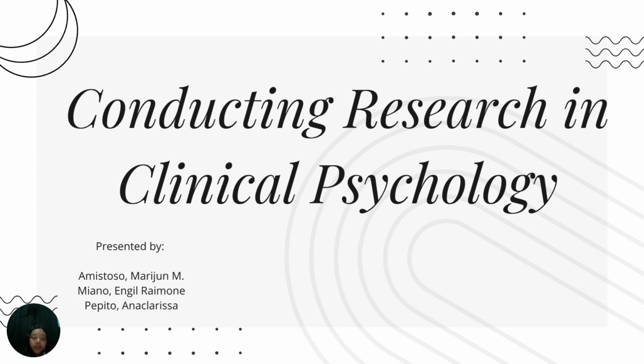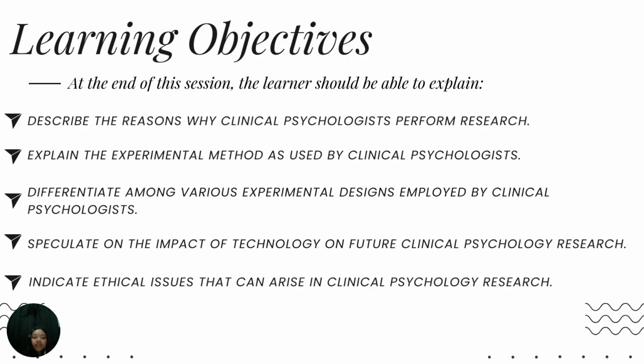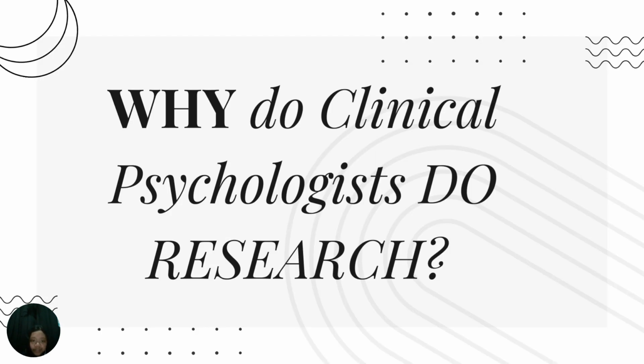Hi everyone. We are tasked to record chapter 6, which is conducting research in clinical psychology. The learning objectives for this are to describe the reason why clinical psychologists perform research, explain experimental methods as used by clinical psychologists, differentiate among various experimental designs employed by clinical psychologists, speculate on the impact of technology on future clinical psychology research, and indicate ethical issues that can arise in clinical psychology research.